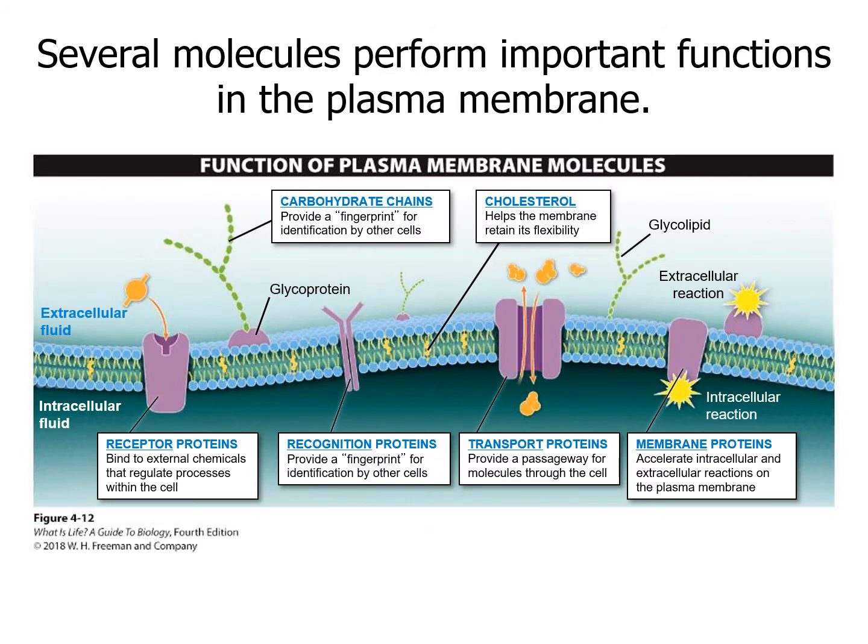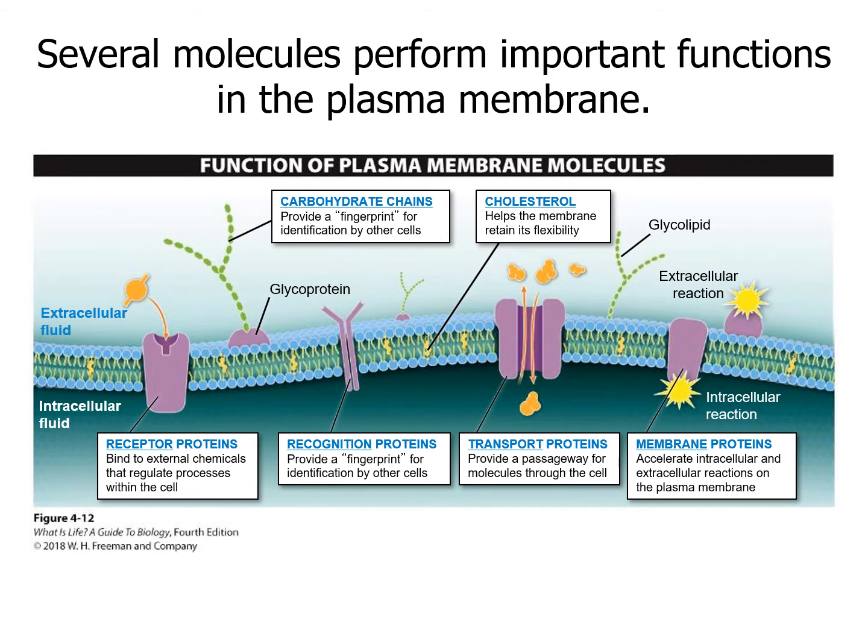So several molecules are going to perform important functions in the plasma membrane. We have a few here that I do want you to know. You have carbohydrate chains, which are going to provide a fingerprint for identification by other cells. You have cholesterol, which is embedded in that phospholipid bilayer and helps the membrane retain its flexibility. You have receptor proteins, and you'll notice that's nice and embedded, and you have an entrance and an exit going through that phospholipid bilayer that is going to allow a passage, if you will, through that gate, for lack of a better term, going back to what we said before.